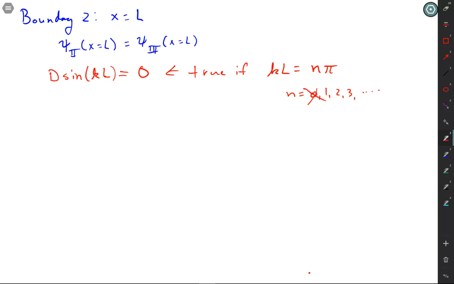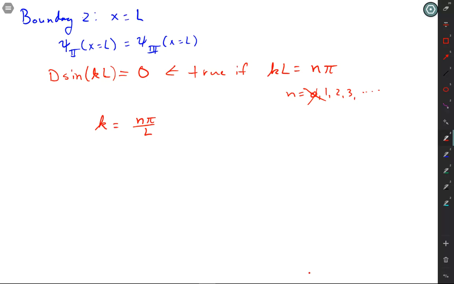Now k can only be certain values. So let's just solve this for k. We have k is equal to n pi over L. That should remind you of something on your test. On your test, you had n equal to 4. I gave you the n equals 4 solution to this problem.